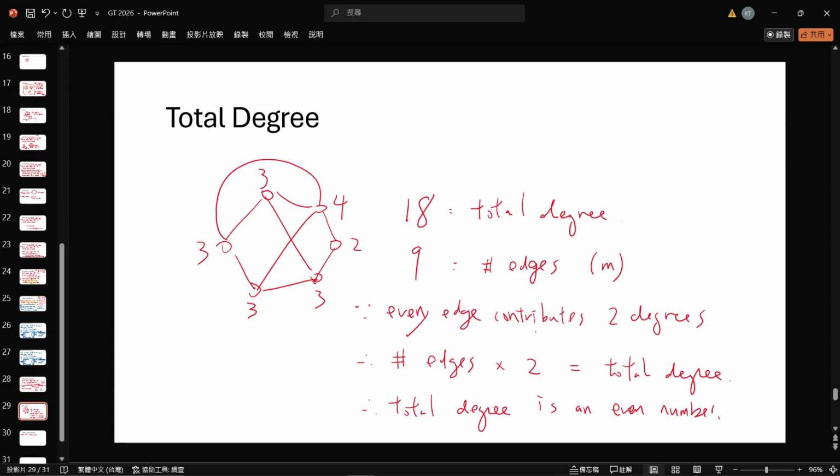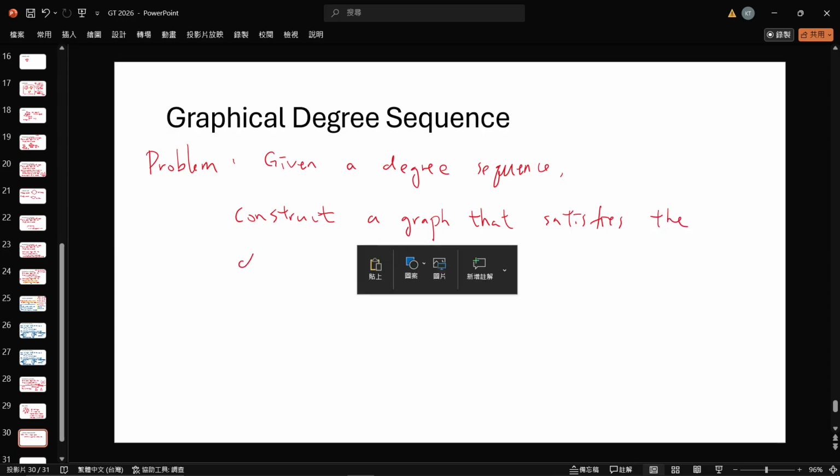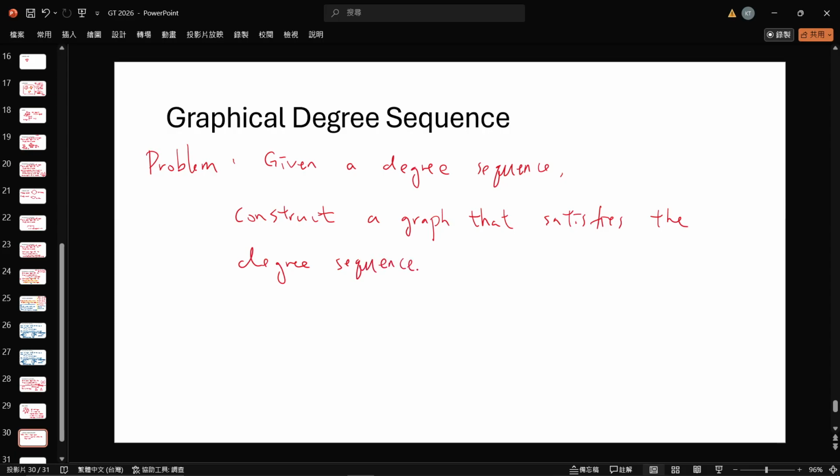Okay, but for this graph, we first have the graph, and then we get the degree sequence. What we're going to do next is reverse it. So first we're going to have the degree sequence, and then we'll construct the graph. Okay, so this problem is called the graph realization problem.